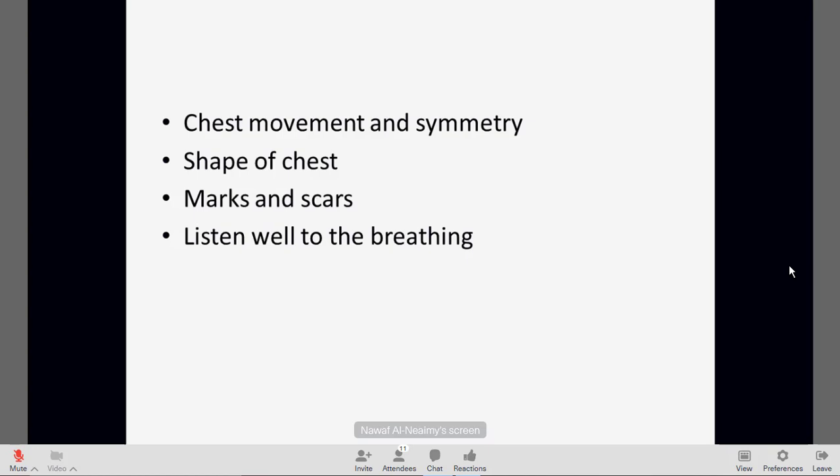Okay. And regarding the chest wall, when there is muscle weakness, like in case of myasthenia gravis, like in case of Guillain-Barré, when there is extension up to the chest muscles. So the idea is to look for the chest movement and the symmetry of the movement.